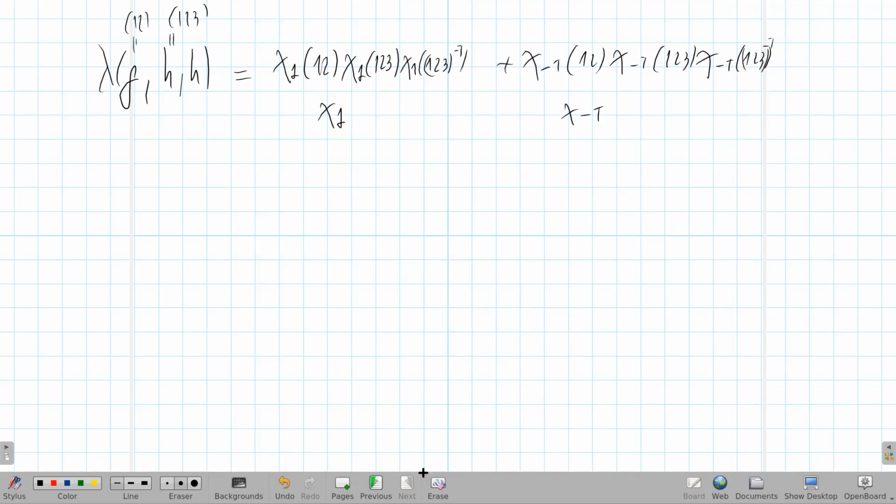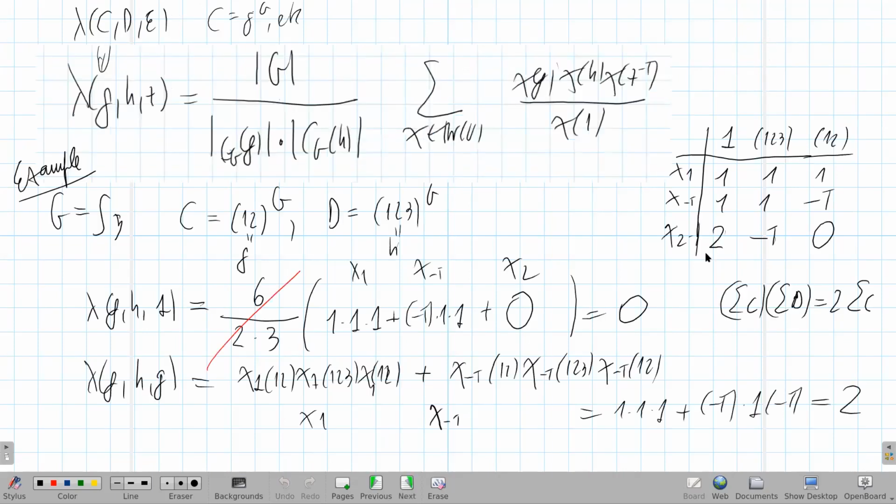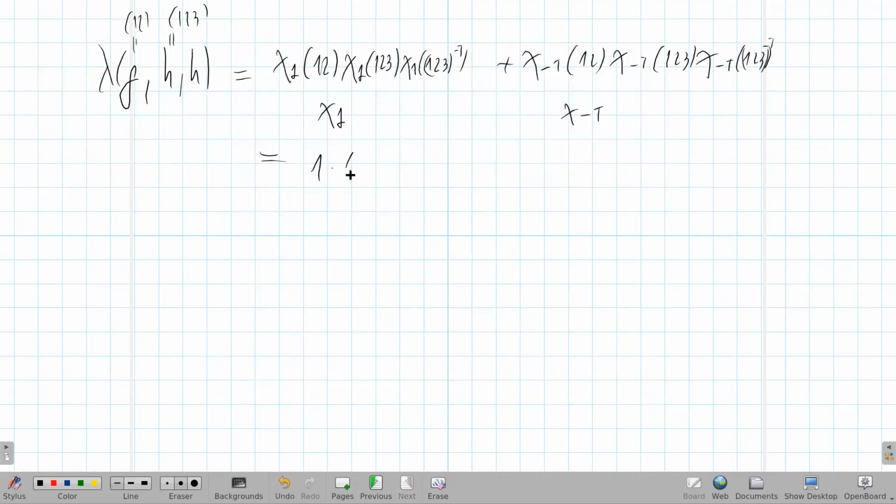But if you look at the values, the values on 1, 2, 3 are always 1. And of course, the character being a class function, it is the same on the inverse, which is still a 3 cycle. So this will be 1 times 1 times 1 plus minus 1 times 1 times 1. And this is 1 minus 1, 0.